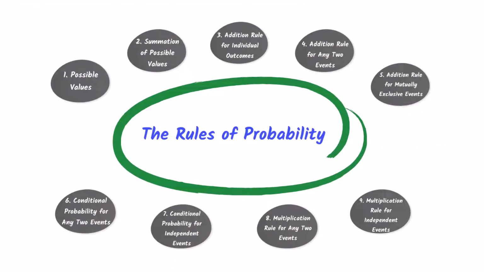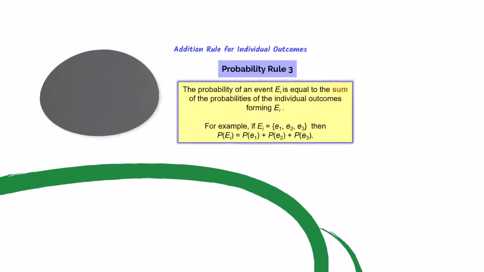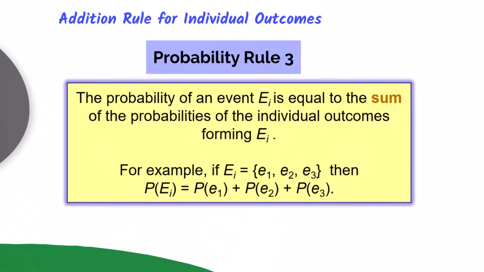Let's review rule number 3 next. In this rule, the probability of an event of interest is equal to the sum of the probabilities for each individual outcome forming that event of interest. So, for instance, if what we are interested in has 3 potential outcomes, the probability for each one will be added up together. Let's check out an example for this rule.